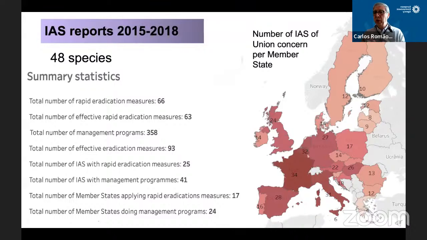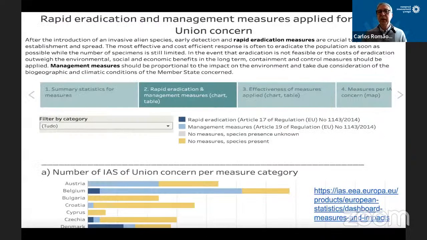The last report, it's also a six-year report, covered the period 2015 to 18. It's not 6 years because this was the first report and the regulation is only from 2014, but from now on it's on 6 year periods. And this is just an overview in terms of the number of species in each country and the different measures that were taken, depending on the category of the measures. And we also have some dashboards that allow you to go and look for the detailed information, be it by invasive alien species or by country or by type of action that was taken.